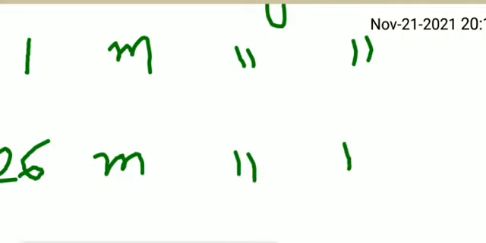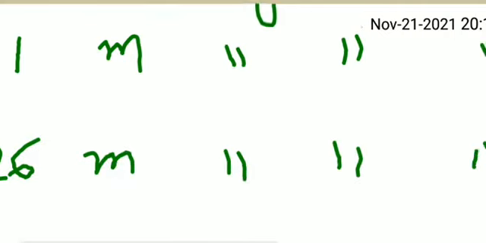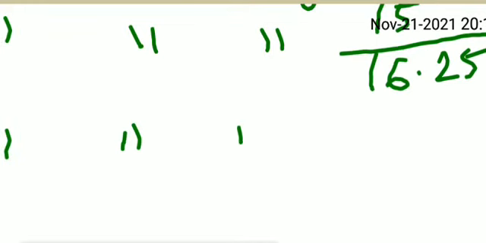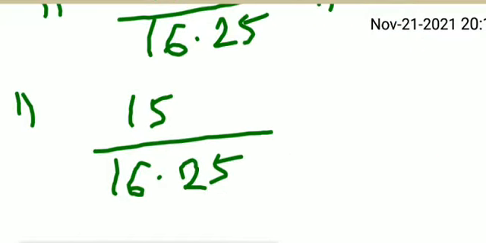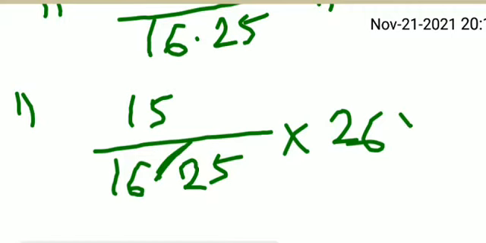That means it will be multiplied. So it will be 15 by 16.25 multiplied by 26. Since in the denominator you can see two decimal numbers are there, just remove the decimal and write 100 in the denominator. So write the multiply sign, and then write 100.